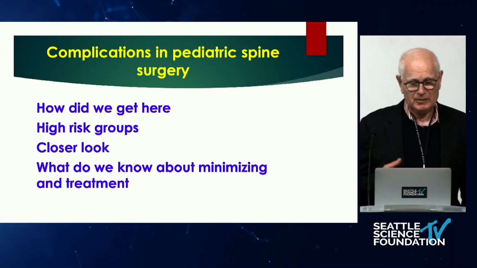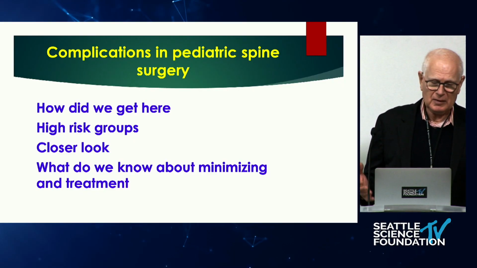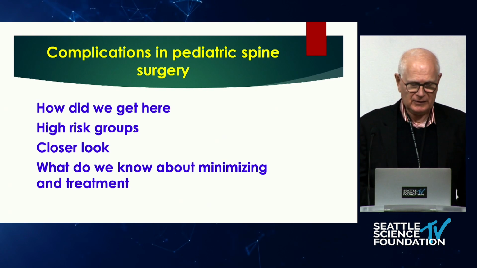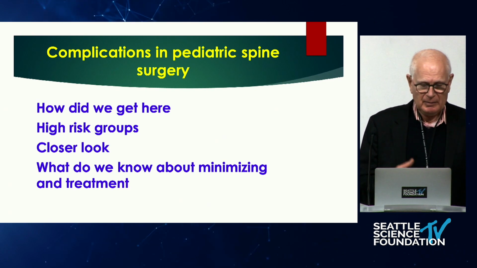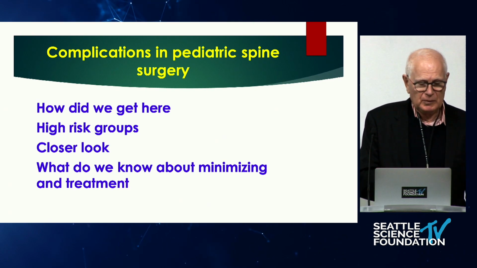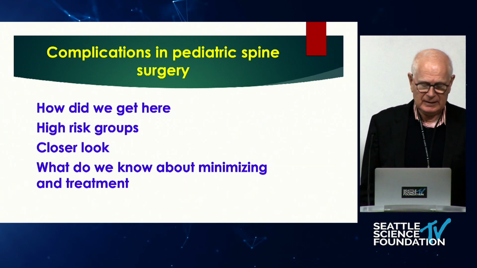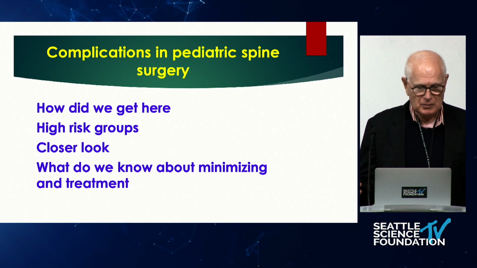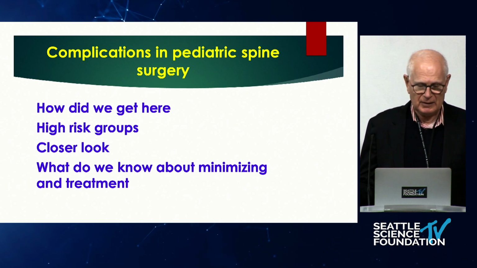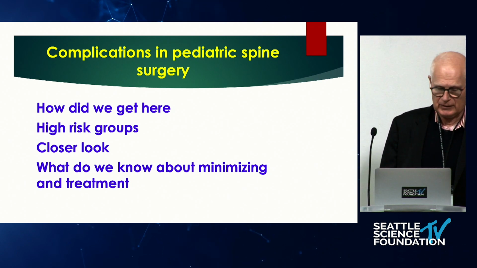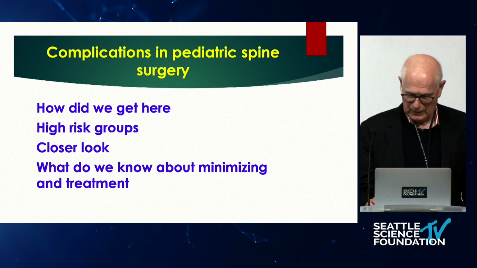I try to concentrate on a few of the topics in the pediatric spine. So first of all, how did we get here? How come we have so many complications in pediatric spine surgery? Perhaps highlight some of the high-risk groups, have a closer look at some of the bad actors, and what can we do and what do we know really objectively about minimizing these complications and how we treat them.